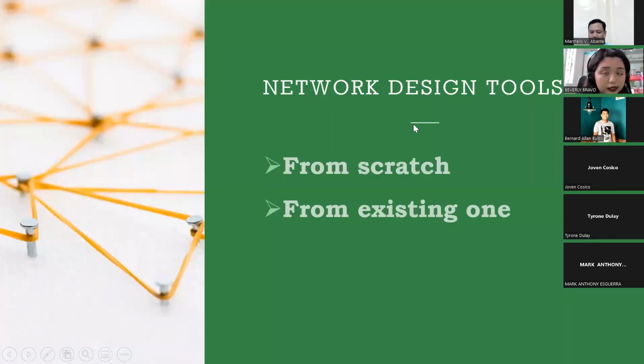Okay. And next up, network design tools. Just like in any other design process, we have tools that can help us.